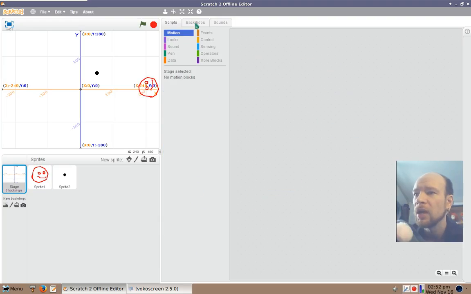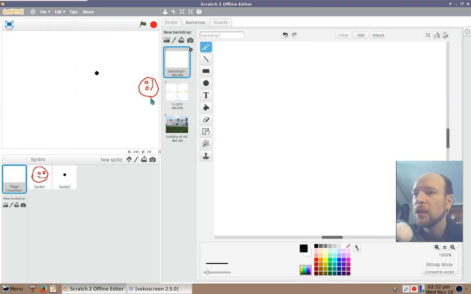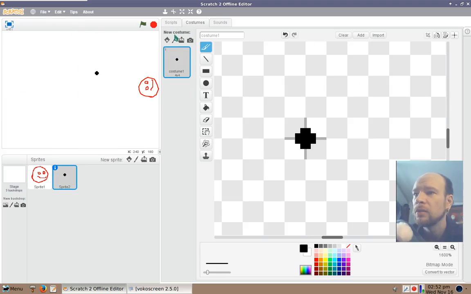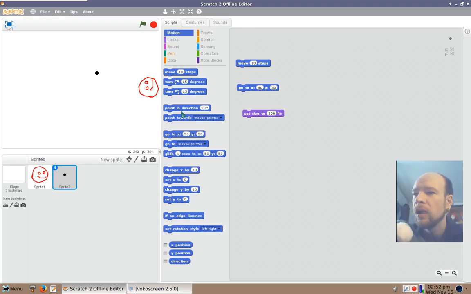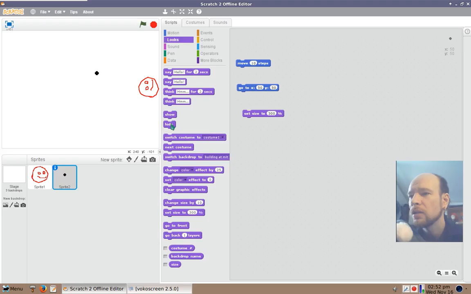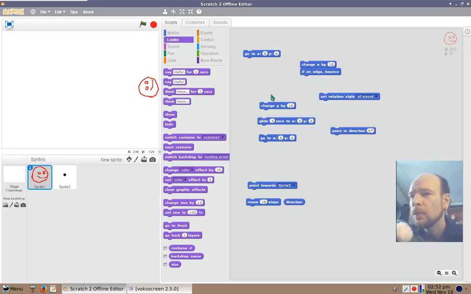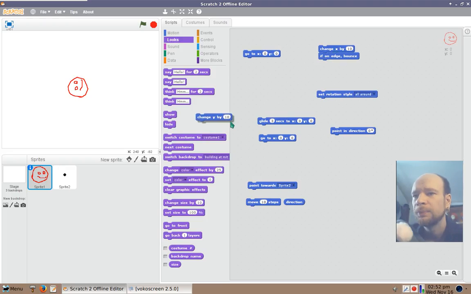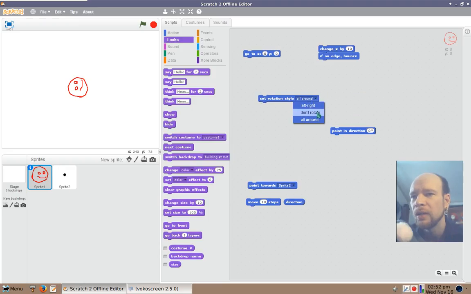Here, let me swap this backdrop to blank, and then I'll hide this for now. Hide. Okay, so. Yeah, set rotation style all around. I think that's what it defaults to. The default method is all around. And then if you do the left right, I think then it only turns left or right. It doesn't do up and down.